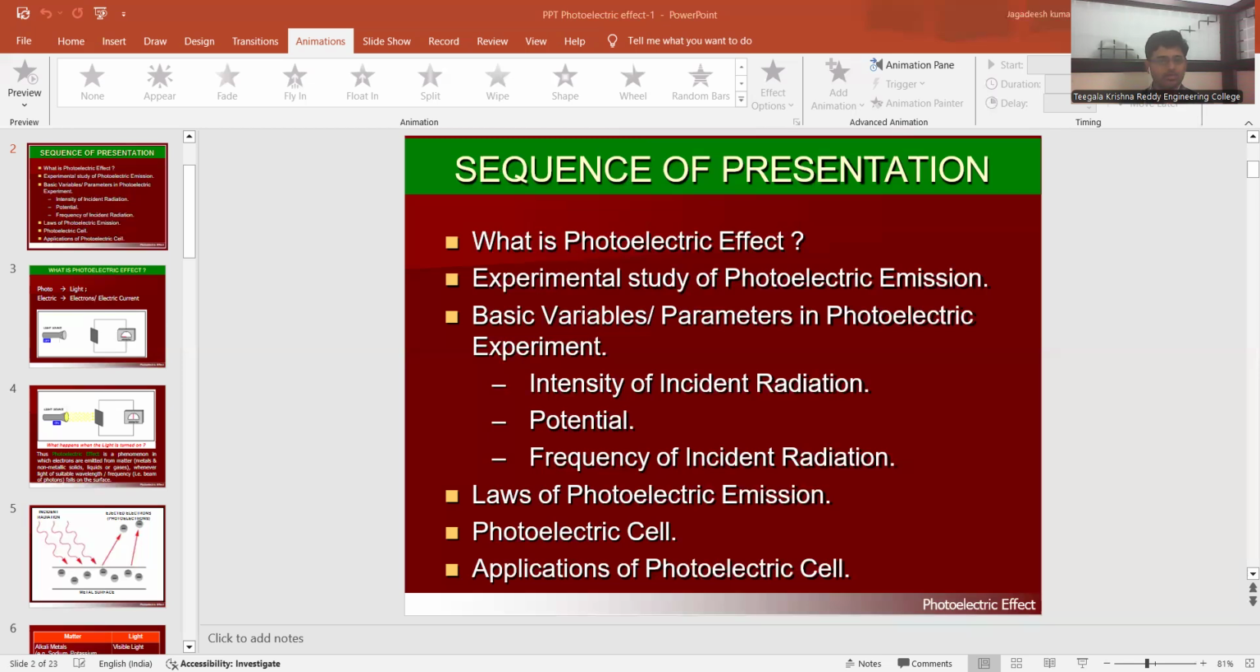First is the definition of the photoelectric effect, then the experimental study of photoelectric emission according to Einstein, and the variables of the photoelectric current studied experimentally: the intensity of the incident radiation, potential difference, and frequency of the incident radiation. Then the different laws of photoelectric emission. Then we discuss the photoelectric cell, and then the applications of the photoelectric cell. We discuss them one by one. What is the definition of the photoelectric effect?